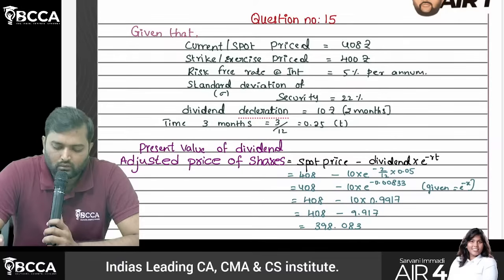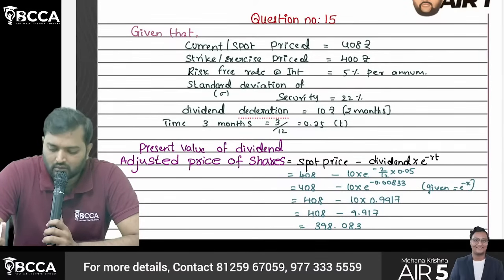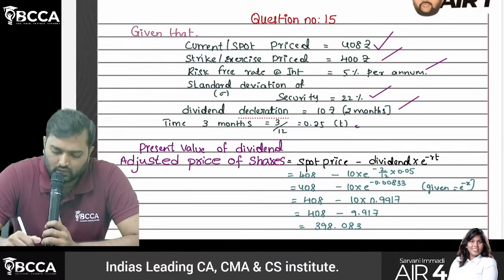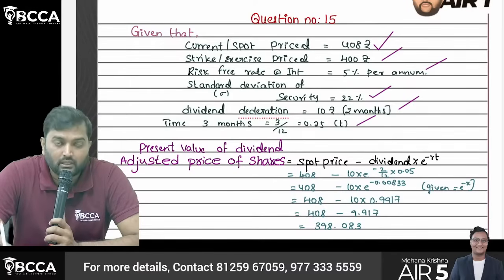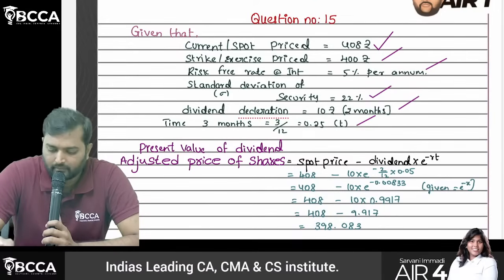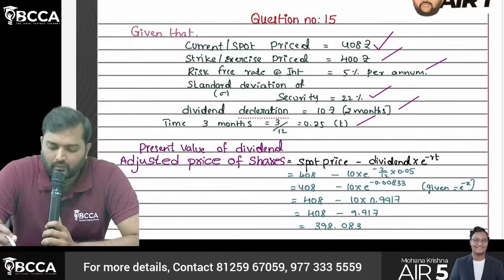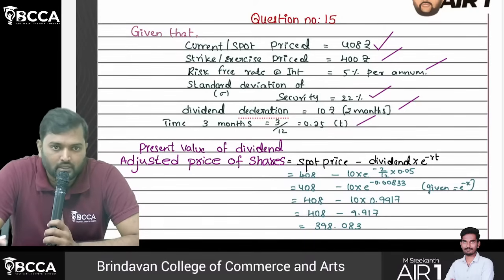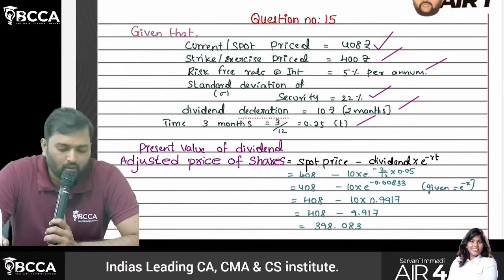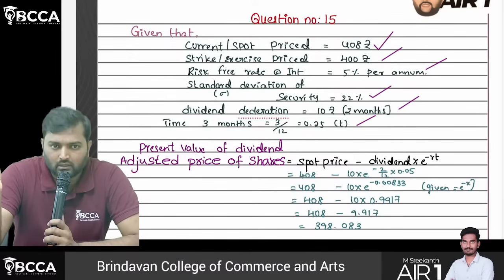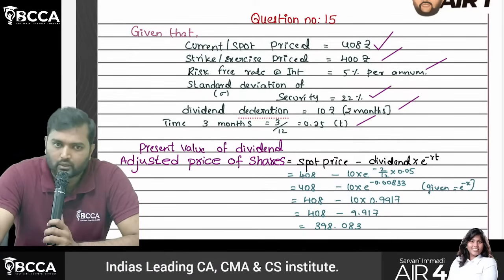Simple. First we take the information: spot price, strike price, risk-free rate, standard deviation, dividend, and time. Time we should take in years. How many years? 0.25 years. 3 months means 0.25 years. All the information is given. The first point to remember is that when dividend is given, we should find out the adjusted spot price. Adjusted spot price means spot price minus present value of the dividend. Nothing but a pure equity share price, ex-dividend price. We should exclude the dividend.